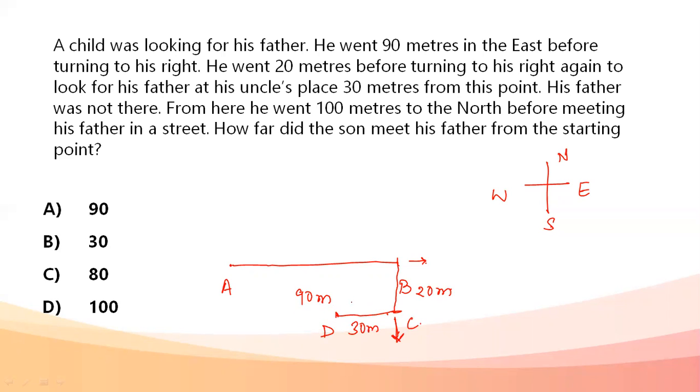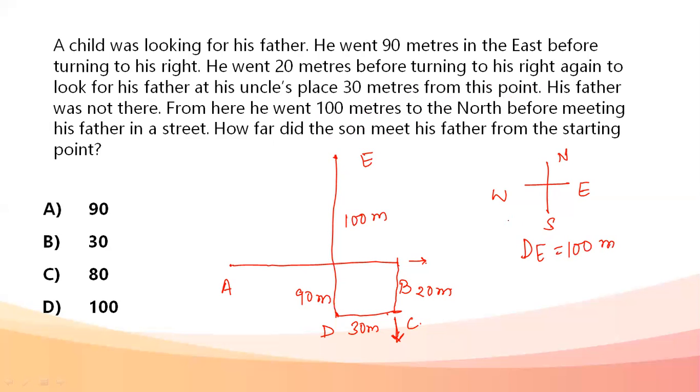Important thing here is to take into consideration which direction you're going to face, and always write how much distance has been traveled, 30 meters from this point. Okay, his father was not there. From there, he went 100 meters to the north before meeting his father in the street. North is obviously the upper direction. So let's say this is point E. DE, this whole thing, is 100 meters.